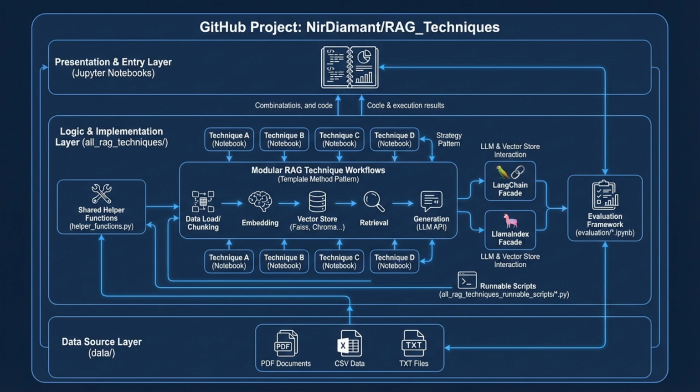Before repositories like this existed, engineers had to excavate academic papers, reconstruct implementations from scratch, and guess which techniques would transfer from research benchmarks to their actual use case. There was no single place where you could find a working implementation of self-RAG sitting next to a tutorial on contextual compression, both runnable in a Colab notebook within minutes. That gap is precisely what RAG Techniques was built to fill.